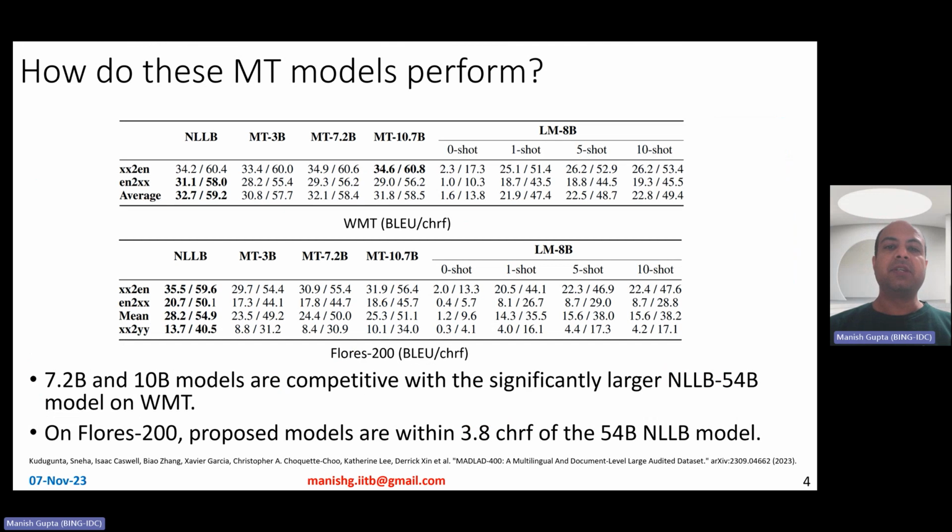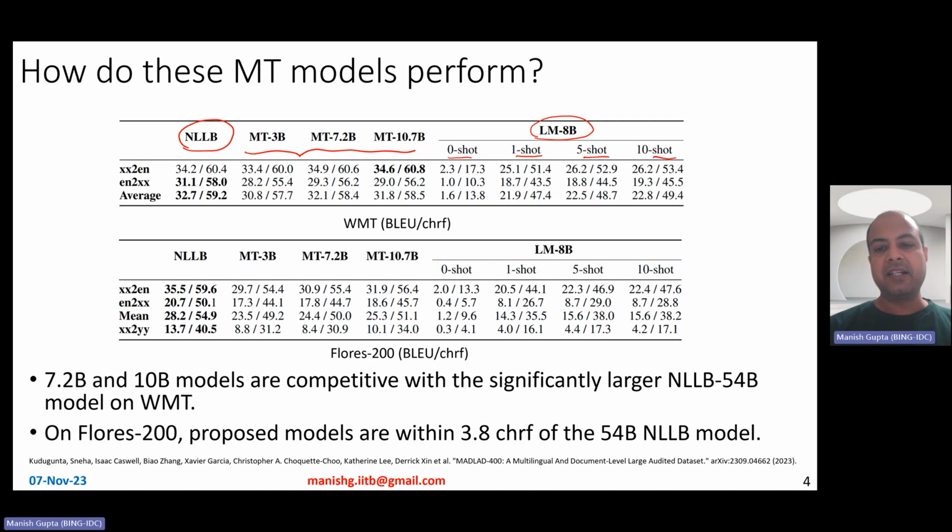Okay. So how do these machine translation models perform? MADLAD data is great, but if you train these models, how do they perform? In the paper, they show results on 5 different data sets. Here I've just shown 2 of them. You see the 3 encoder-decoder models being compared here. You also see that their 8 billion decoder-only model is compared in the zero-shot as well as few-shot settings. You also see here No Language Left Behind, the popular model from Meta, being compared.